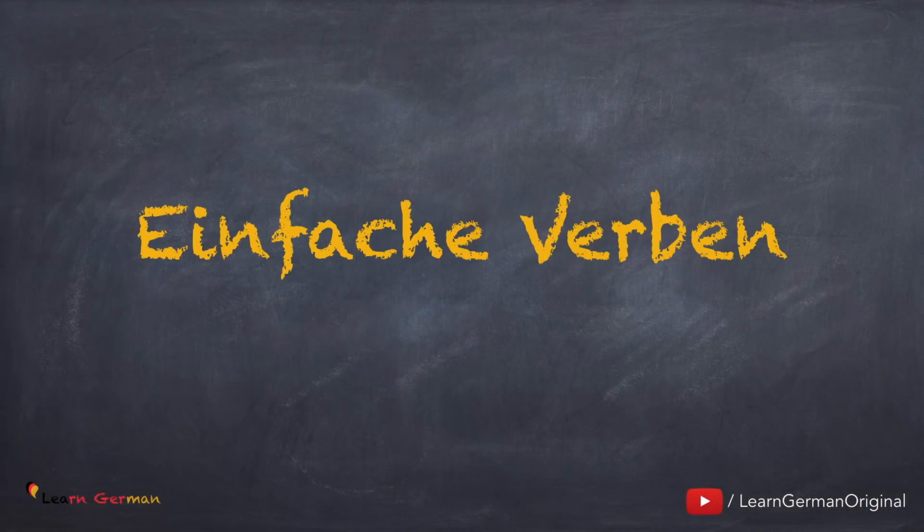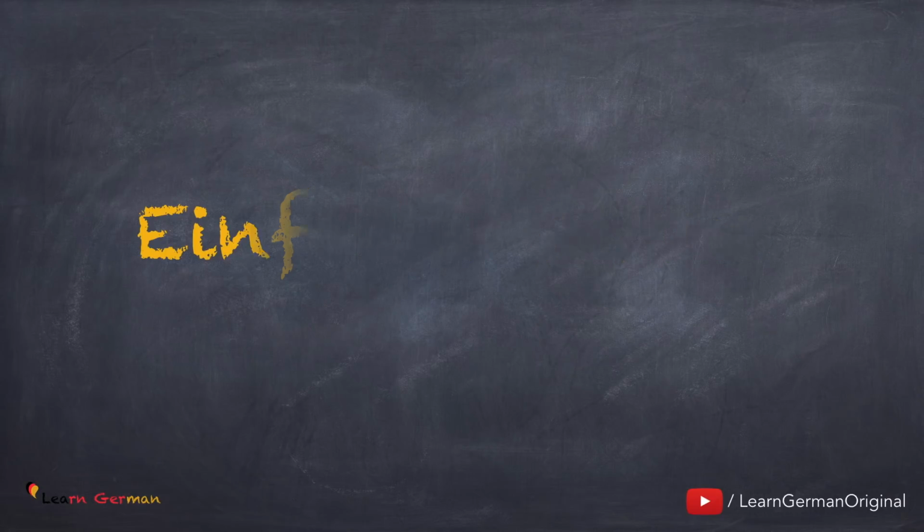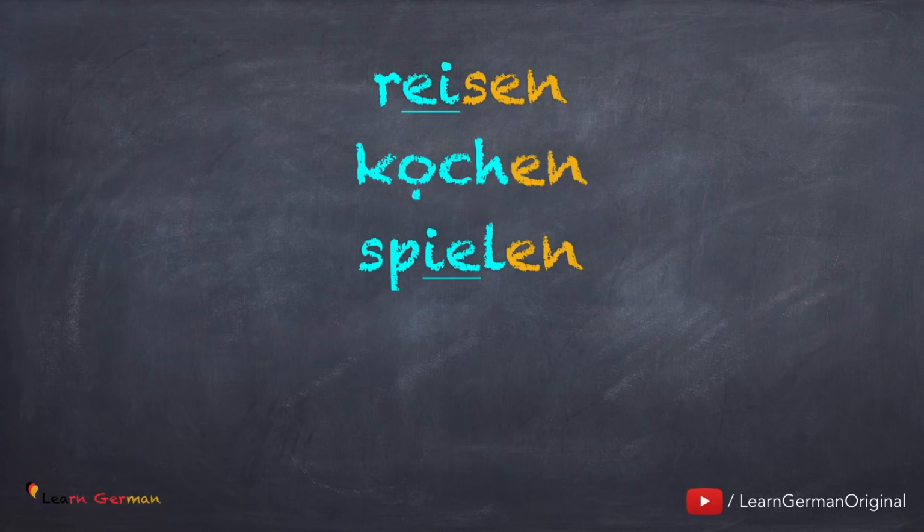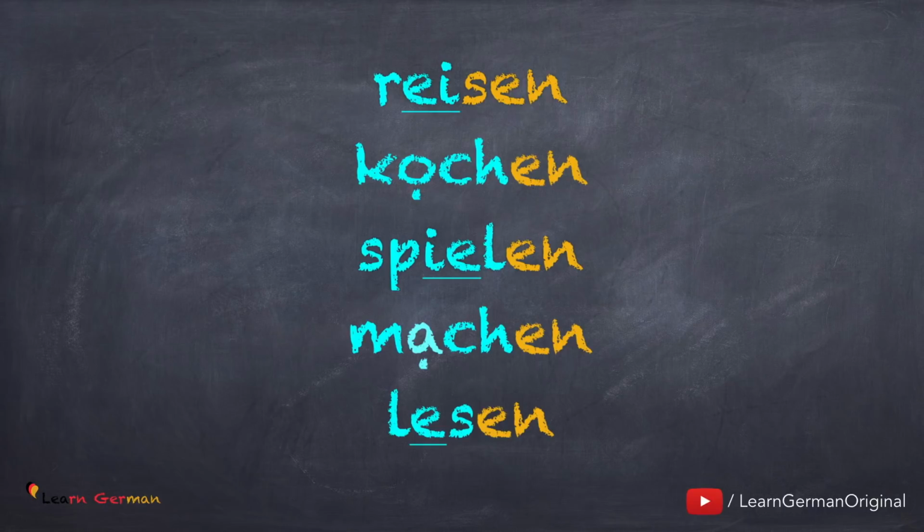Now let's look at some simple verbs. Einfache Verben. Reisen, kochen, spielen, machen, lesen.